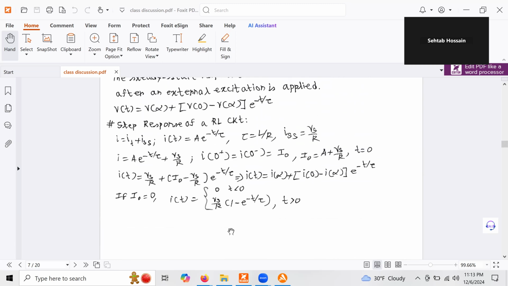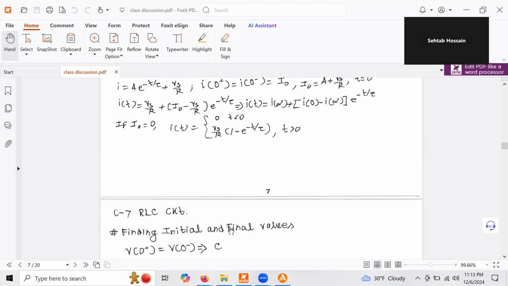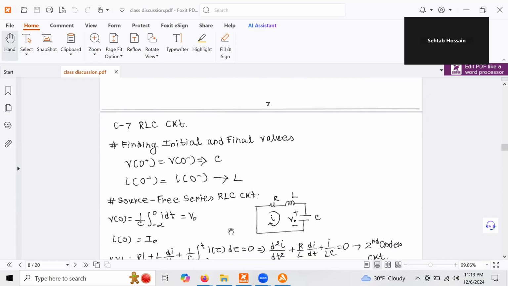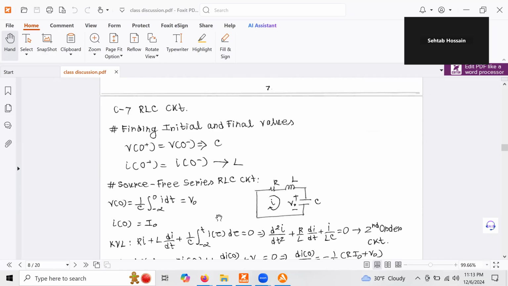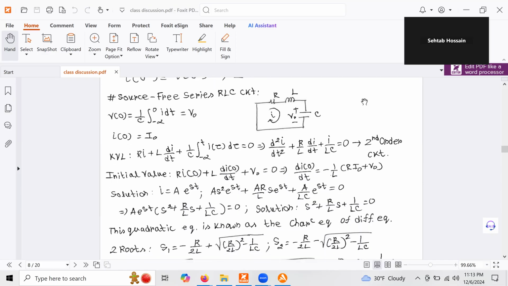So this is the end of lecture 6. Let's move on to lecture 7. Lecture 7 is about the RLC circuit, the second order circuit. For initial and final values, for a capacitor we will have an initial voltage, and for an inductor we will have an initial current. So what will happen if we have a source-free series RLC circuit?